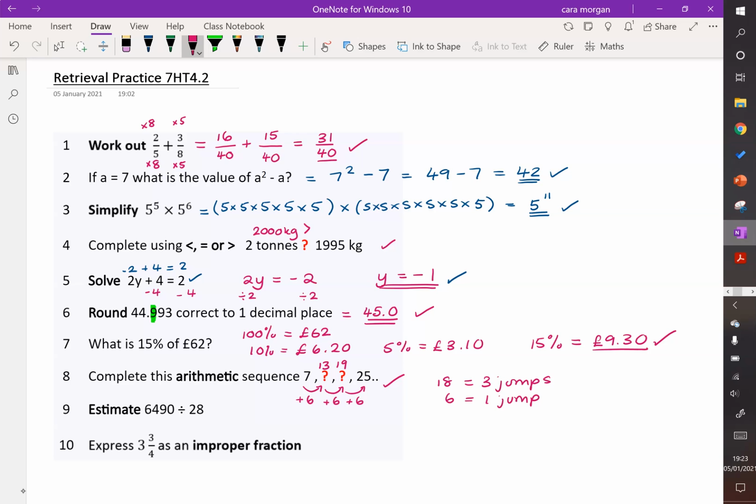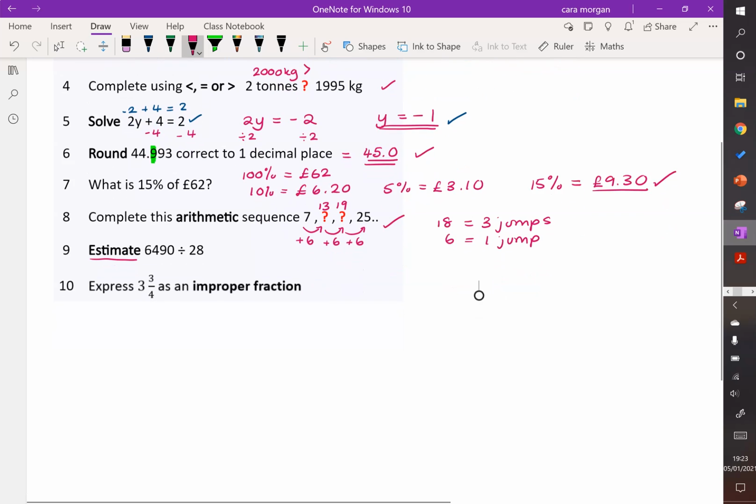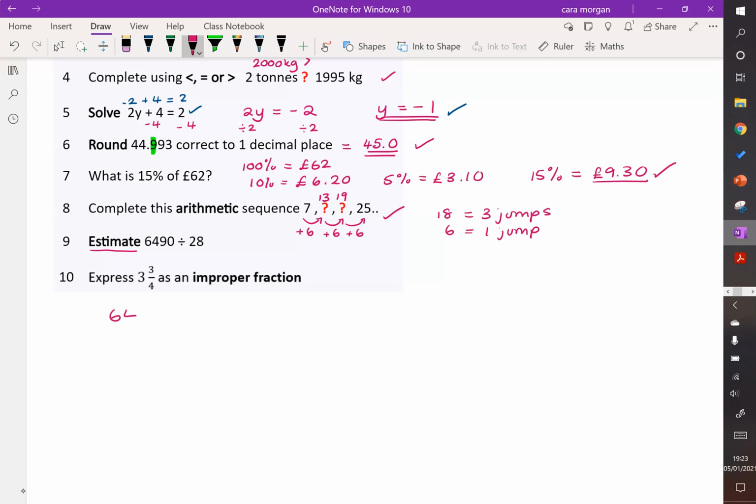And that works. Now with number 9, I've got to estimate the answer, which means I don't want to calculate it exactly. So I'm going to do 6,490 divided by 28 is approximately equal to 6,000 divided by 30. Well, I know that's the same as 600 divided by 3, which is around 200. That's the only answer that I'd accept. An estimate should really be a very rough, kind of like a guess, but when rounding, always round your numbers to one significant figure when you make an estimate.